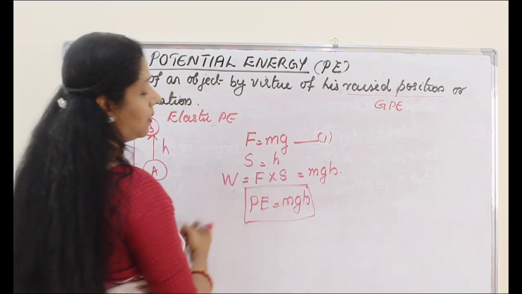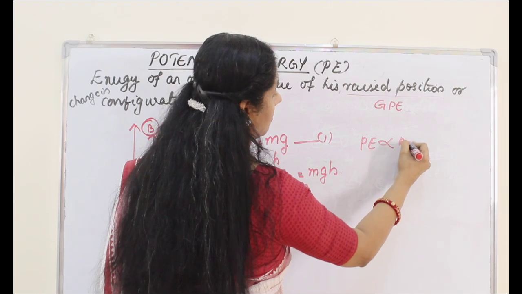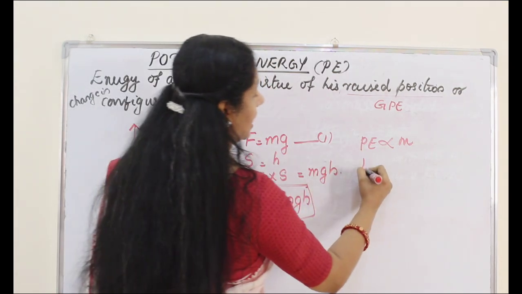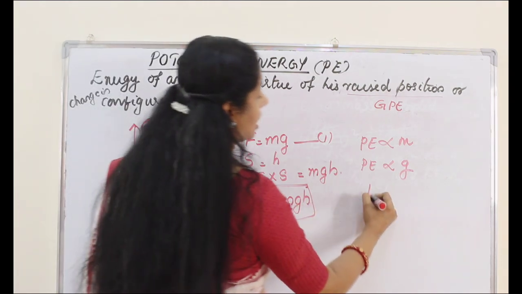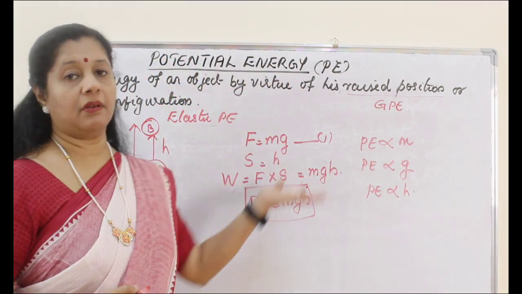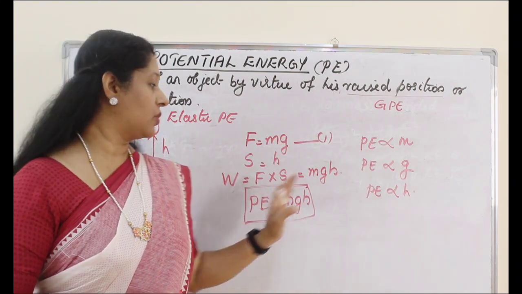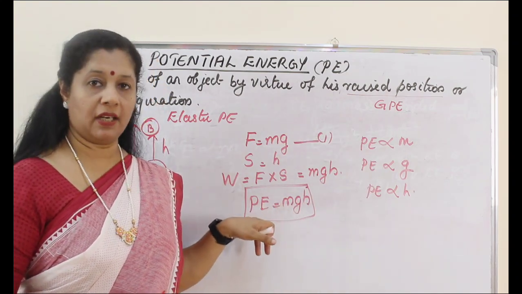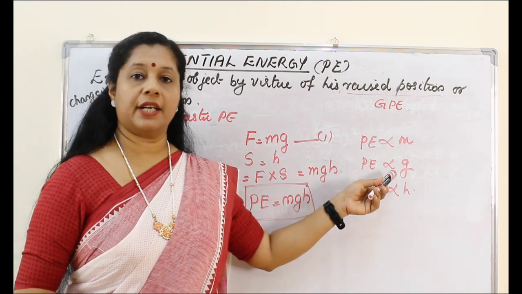From this formula we can see that potential energy is directly proportional to the mass of the body, directly proportional to the acceleration due to gravity, and directly proportional to the height to which it is raised. So all these are directly proportional. If you increase the mass, potential energy will increase.